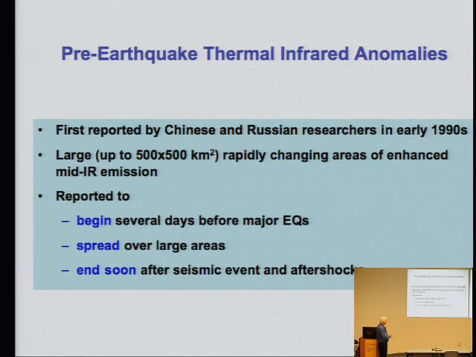Several days before, they spread over large areas. They seem to be characteristically unstable, fluctuating on a time scale of probably hours, maybe even tens of minutes, so these areas come and go. Nobody knew what they are. The satellites see an increased temperature radiation, mid-infrared radiation, and therefore they call it thermal anomalies.